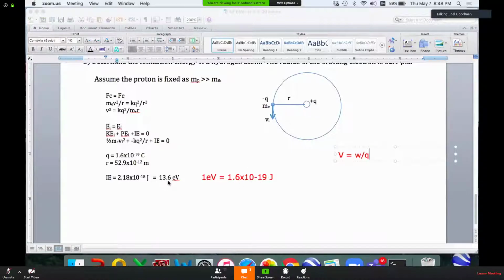If you go look it up online, you'll find it. I think it's like 13.8 or something. No, it's very close to this. You're right. It's very close. My point is that the physics works.